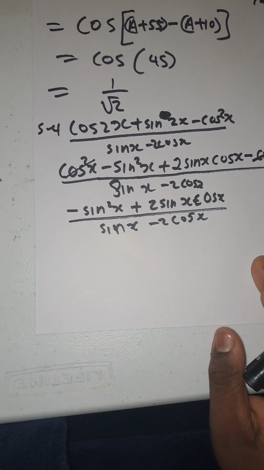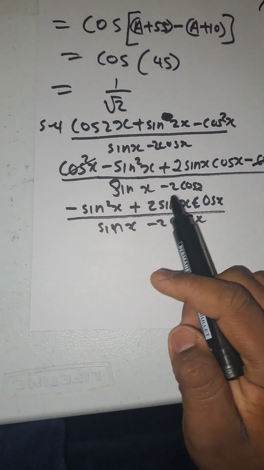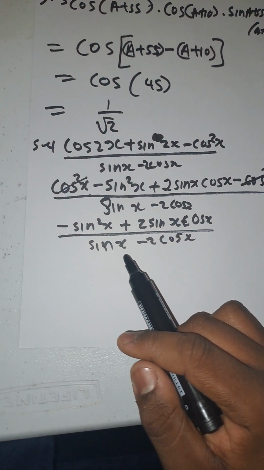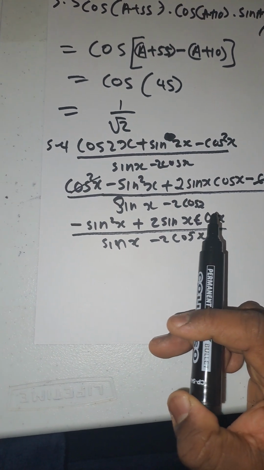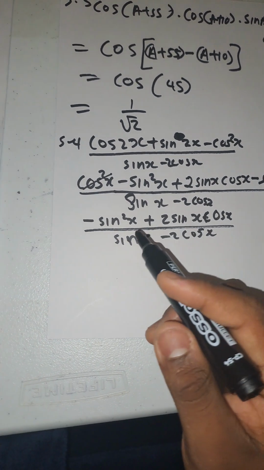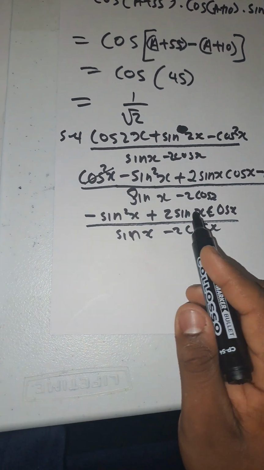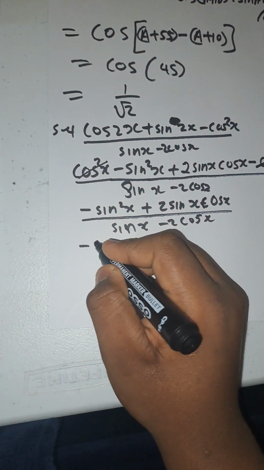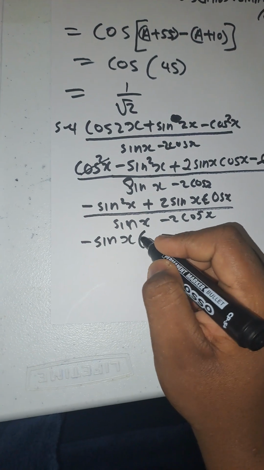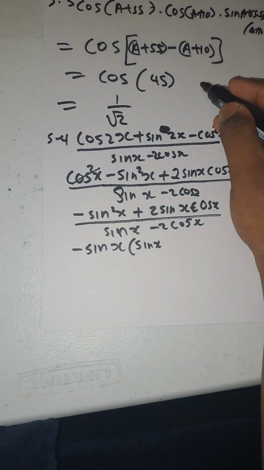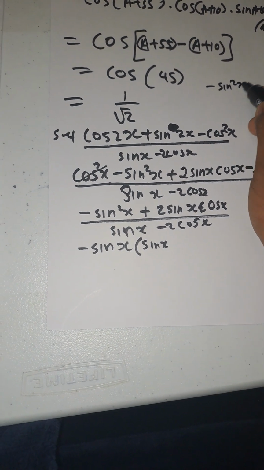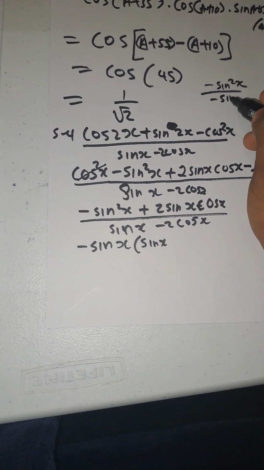So let's try to be smart. As you can see, in the denominator I have sin x minus 2 cos x. Now let me factor out minus sin x in the numerator because it is common. Minus sin x, I'm going to be left with sin x. Remember, this is the same as minus sin squared x over minus sin x.